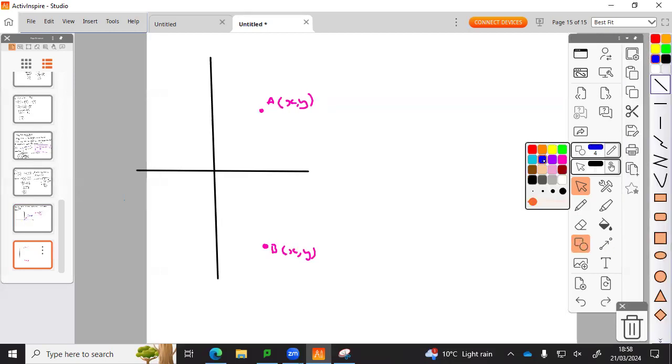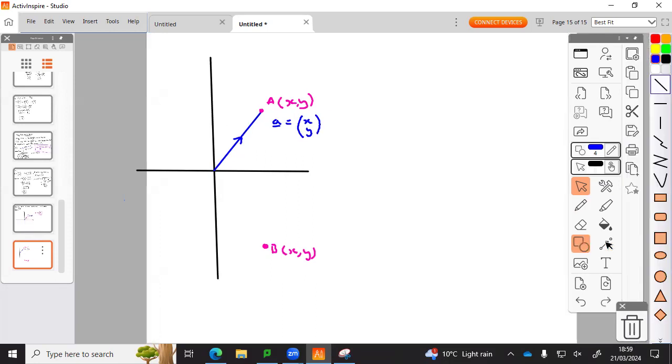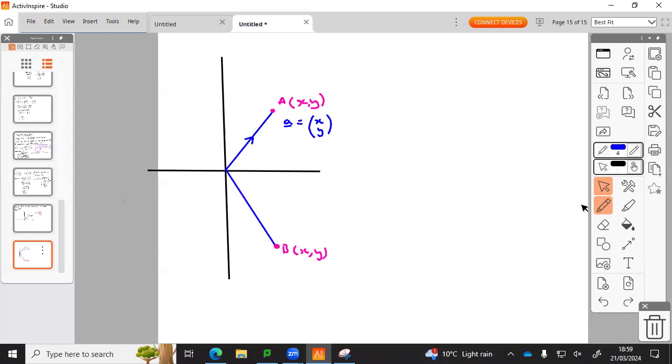We can create a path between them. So point A from the origin is described by X, Y. Point B is the same. From the origin to B can be described in component form, X, Y.